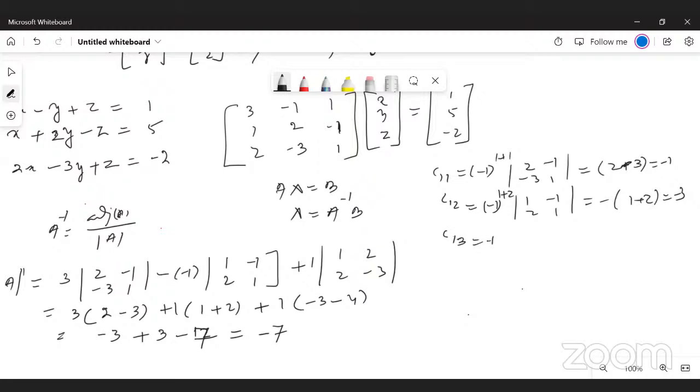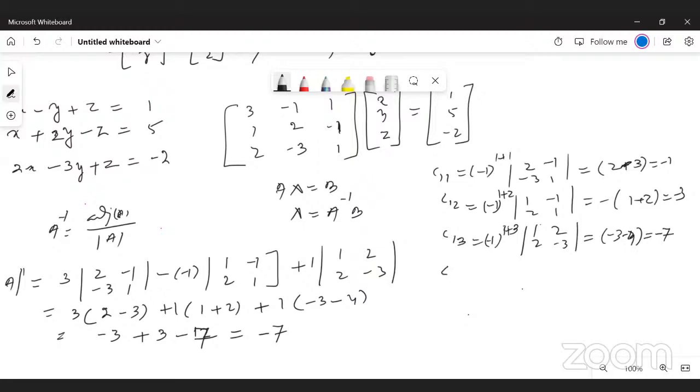So -1 to the power first row third column. First row third column is 2 minus 3, and it becomes plus. 3 plus 1 is 4, therefore it is plus, no change. So -3, -2, sorry, -4, it becomes -7.